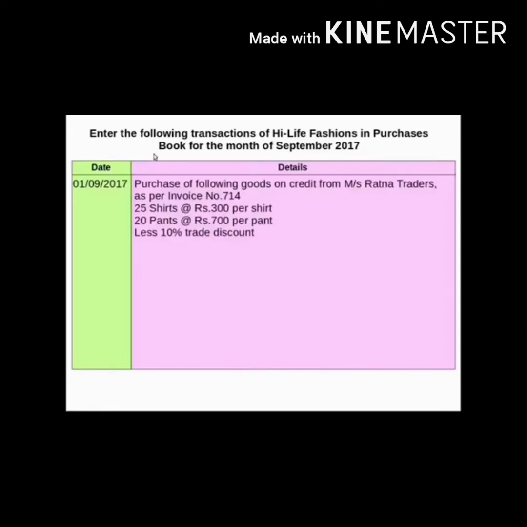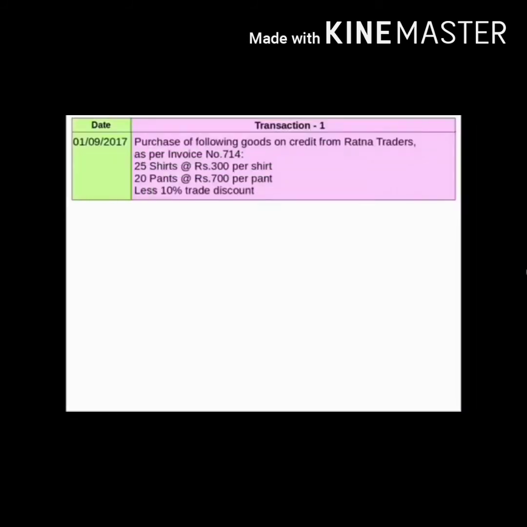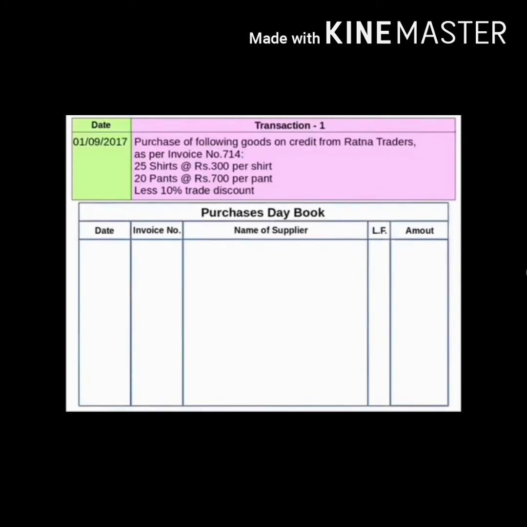Let us see with an example. Enter the following transactions of Hi-Fi Fashion in purchase book for the month of September 2017. These are some transactions of September 2017. You have to put all the transactions in the purchase day book. For doing the purchase day book, you have to remember two things: you have to record only credit purchases and only purchases of goods. If you are purchasing for cash, then it must be recorded in the cash book. And if you are purchasing machinery and other assets, then it goes to another book, not in the purchase day book. So let us see with the transactions first.